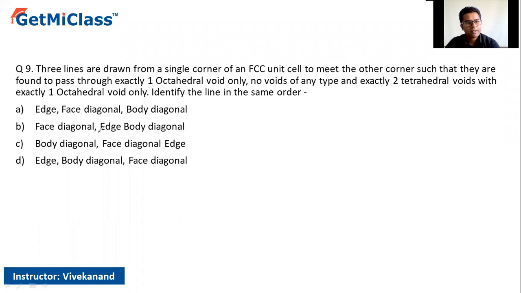Question number 9. 3 lines are drawn from a single corner of an FCC unit cell to meet the other corner such that they are found to pass exactly through one octahedral void only, no voids of any type, and exactly 2 tetrahedral voids with exactly 1 octahedral void only. Identify the line in the same order.